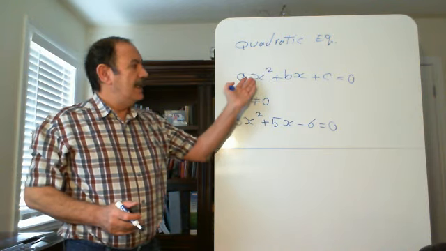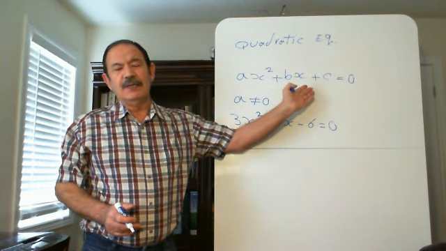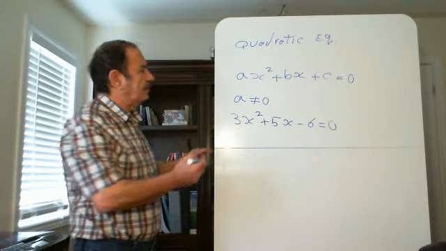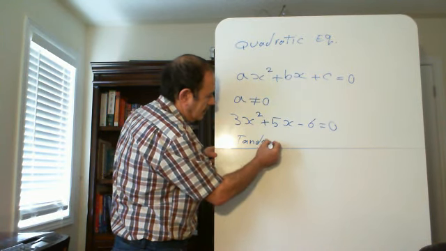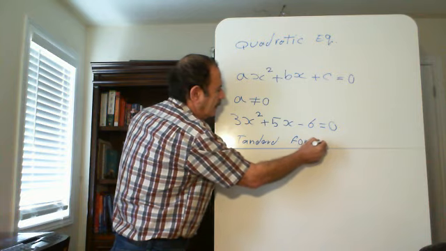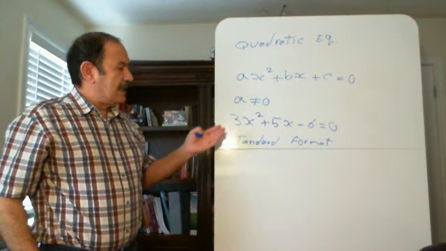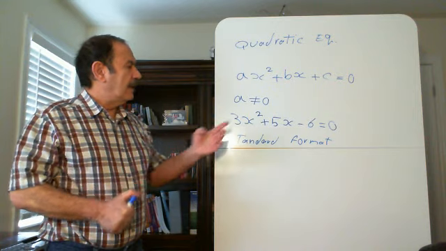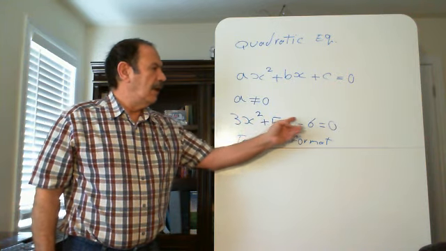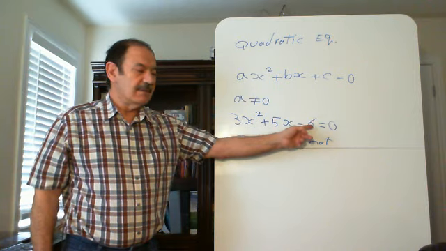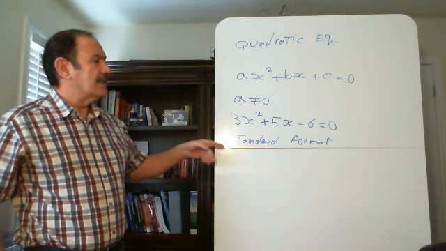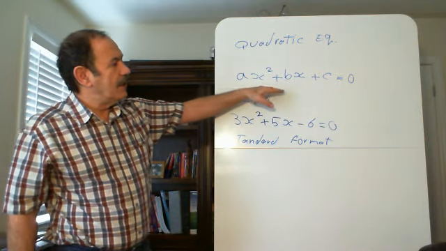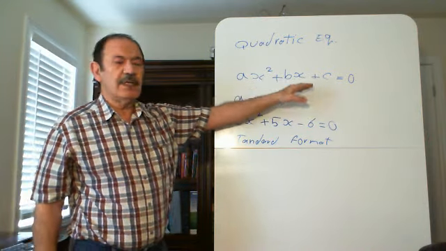In this format, ax squared plus bx plus c equal to 0, we call it a standard format, which is ordered, the degrees are ordered from highest to lowest: 2, 1, and no degree or 0 degree, x to the power of 0, and all the terms are on one side equal to 0. We call it a standard format. Ax squared plus bx plus c equal to 0 is a quadratic equation in the standard format.